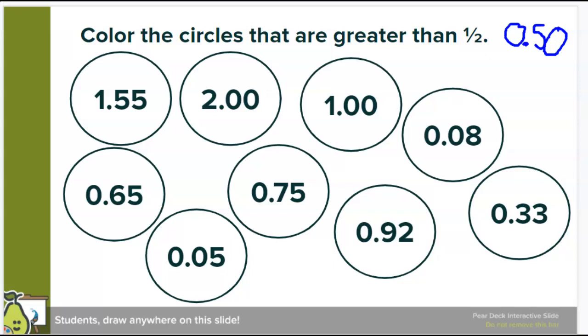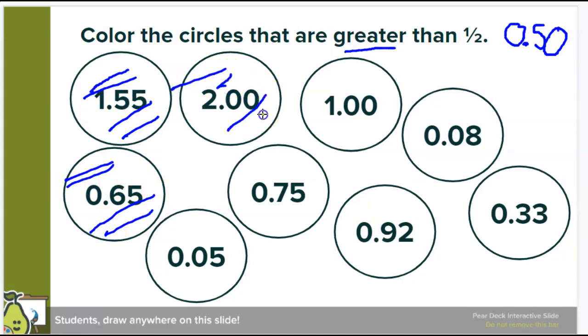Okay, hopefully you paused it and you have an idea of which ones you're going to color. So 50 cents, I want greater than 50 cents. So I would have colored this one. I would have colored this one because this is 65 cents. This is $1.55. This is $2, so I would have colored this one. $1 is greater than 50 cents.